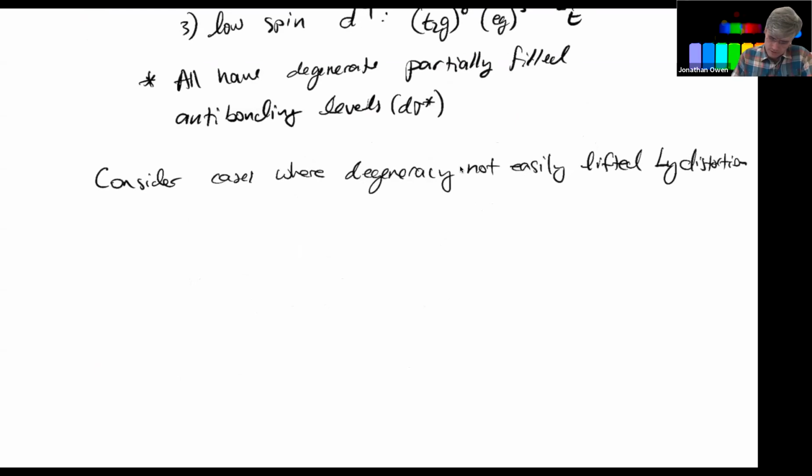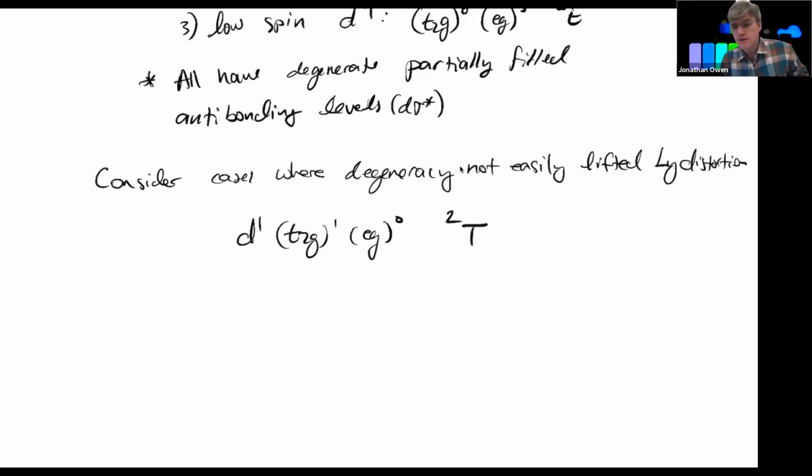So let's do d1, t2g1, eg0. So we've got a doublet, and this is a T because you have one electron in a t2g level. t2g is triply degenerate, so that's a doublet T state. Now, how do you fix that problem? Well, you could push and pull the ligands all you want, but that level is non-bonding when you only have sigma donating ligands. So the pushing and pulling of the ligands does not change the energy of that orbital because they don't overlap.